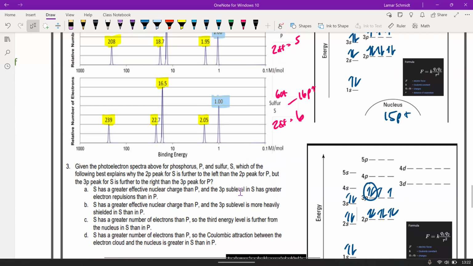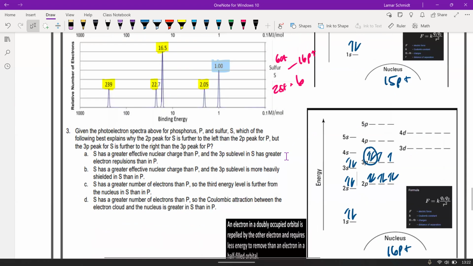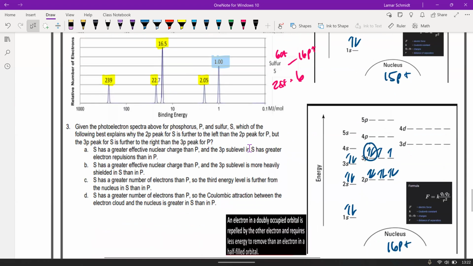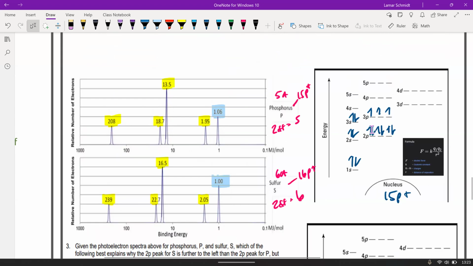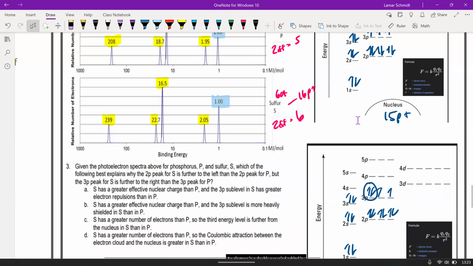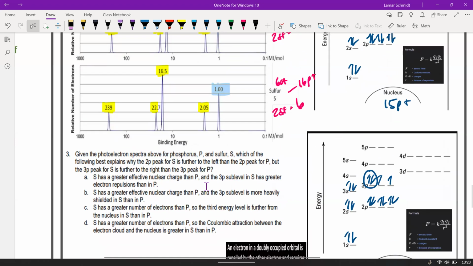And the 3p sublevel in S has greater electron repulsions than in P. This is sulfur. The 3p sublevel in sulfur, does it have greater electron repulsions than what we see here? Yeah, that's exactly what we just said. All right, so do you see that?